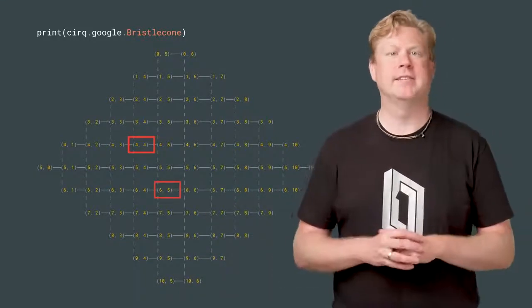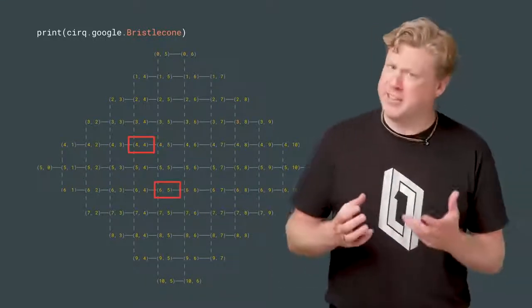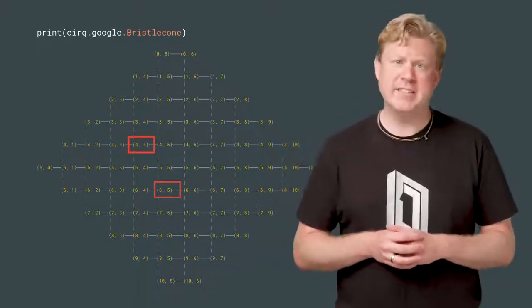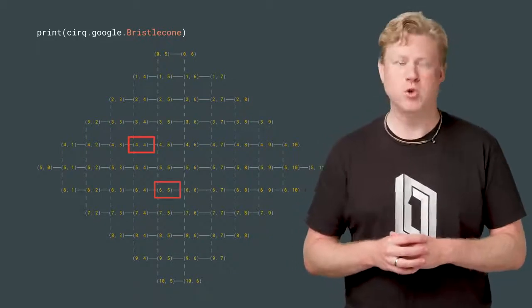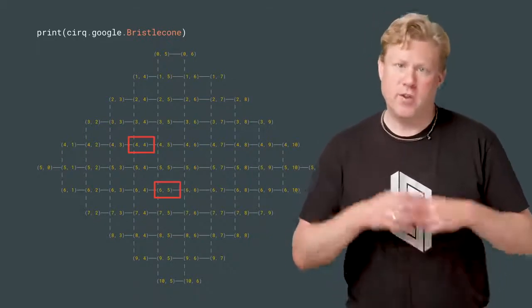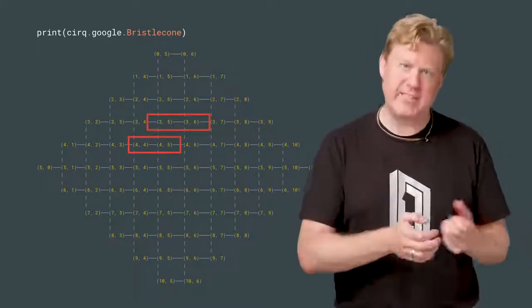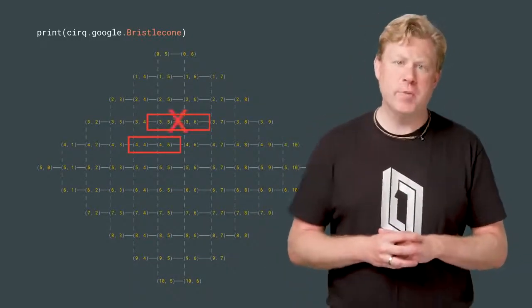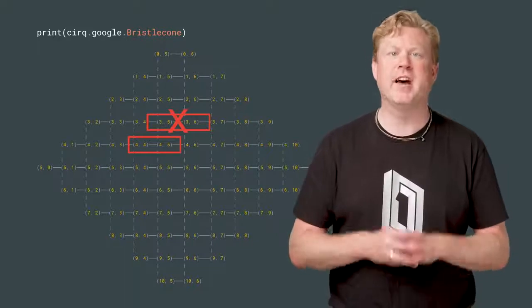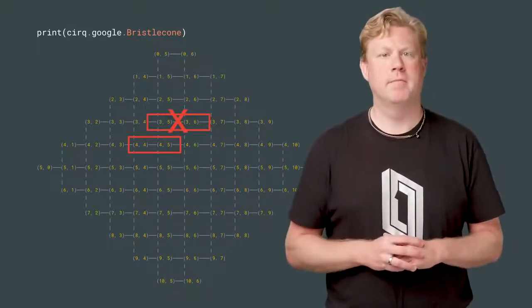Another subtlety of the Bristlecone device is that there are important constraints on when you can simultaneously perform 2-qubit gates. If you apply a 2-qubit gate to 2 adjacent qubits, then you cannot simultaneously apply a 2-qubit gate to any of the adjacent qubits of this 2-qubit gate.